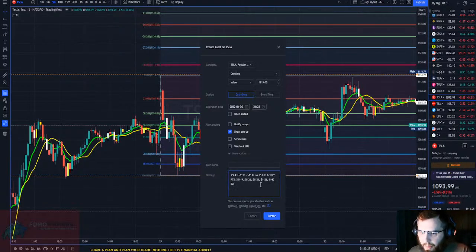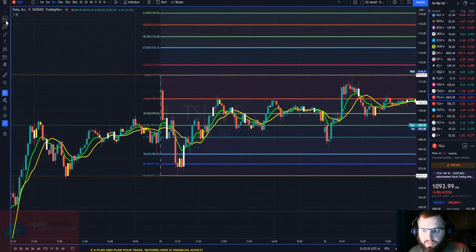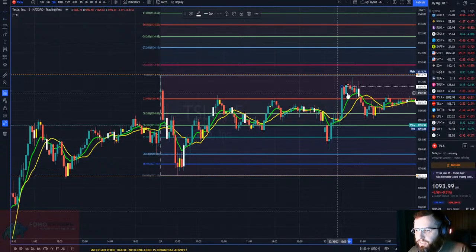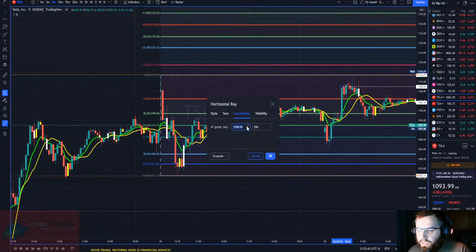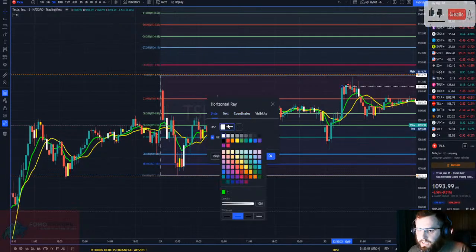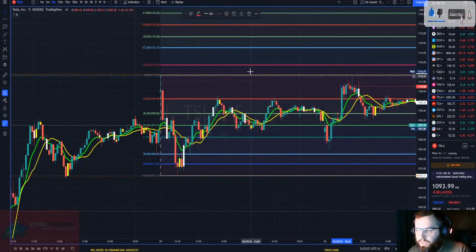Stop loss. We're going to come in here and find about the halfway point, which would be right here. It would be 1109.91. So we'll just call it 1110 is our stop loss.